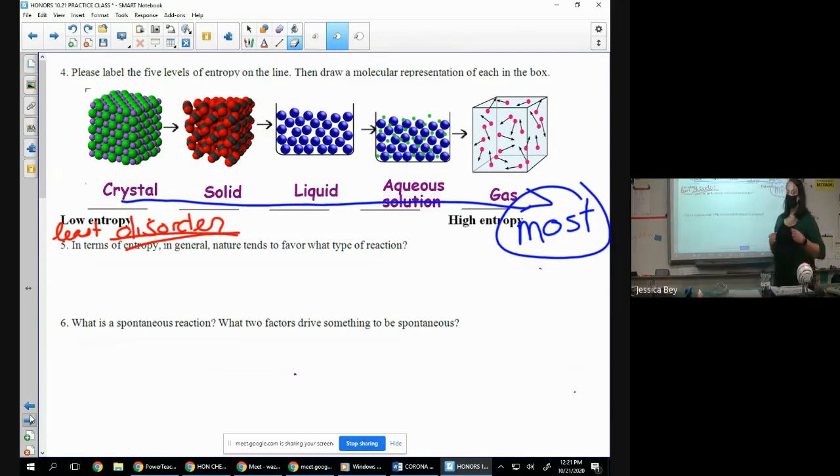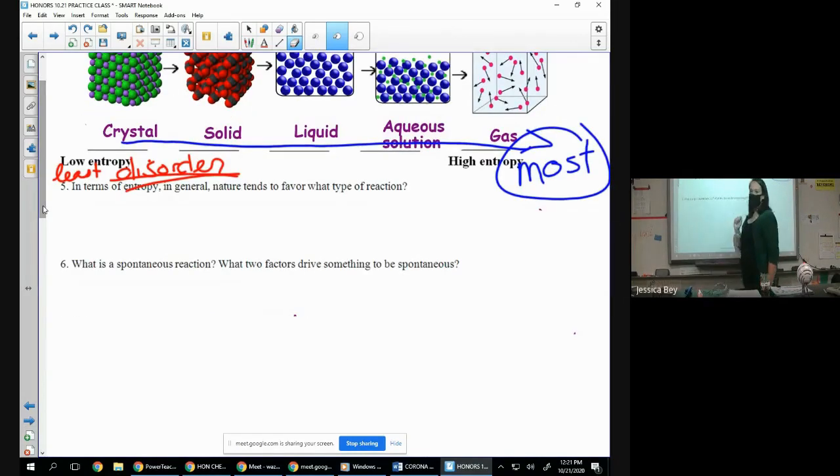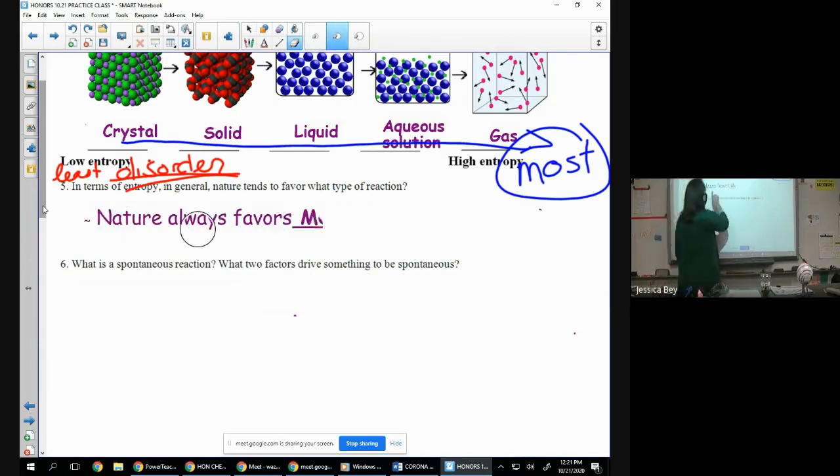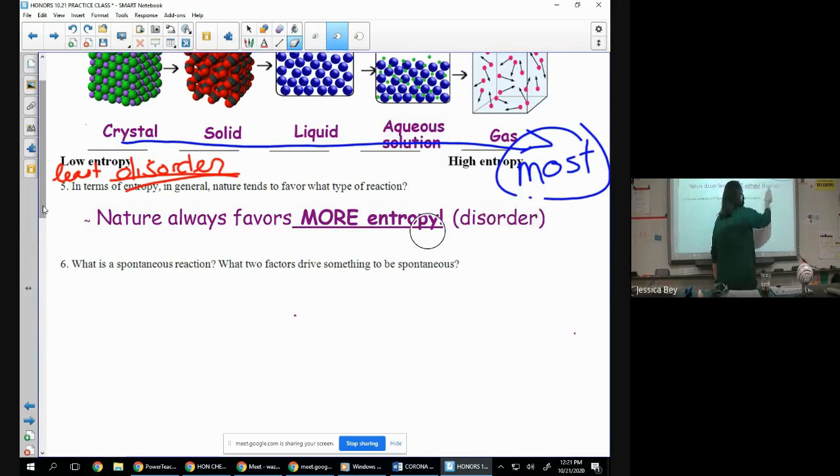Are you with me? Now, nature tends to favor one direction. Let's figure out which direction. Priscilla, how you doing today? Does nature want to make things more disordered or less disordered? Perfect. Nature always favors more entropy. Fires are going to burn, ice cubes are going to melt, things are going to get more chaotic.